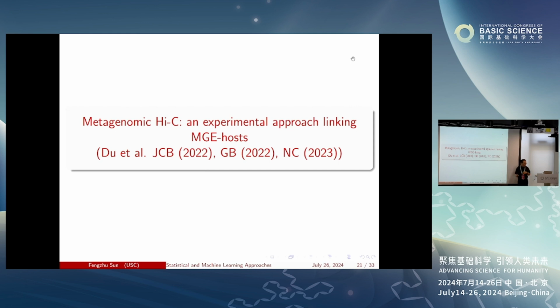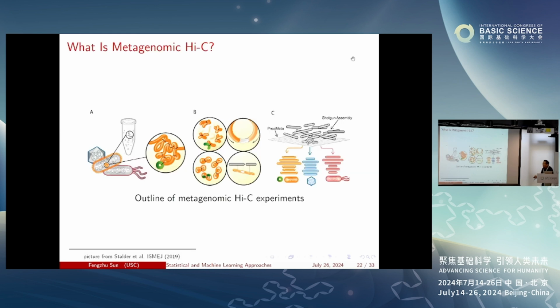So how do we study whether there are real interactions happening in this particular sample? In this case, we have to use one sample to see if there are interactions. So this is not just a computational problem. There are also experimental things that need to be carried out. The experimental technique to do this is the so-called metagenomic Hi-C.